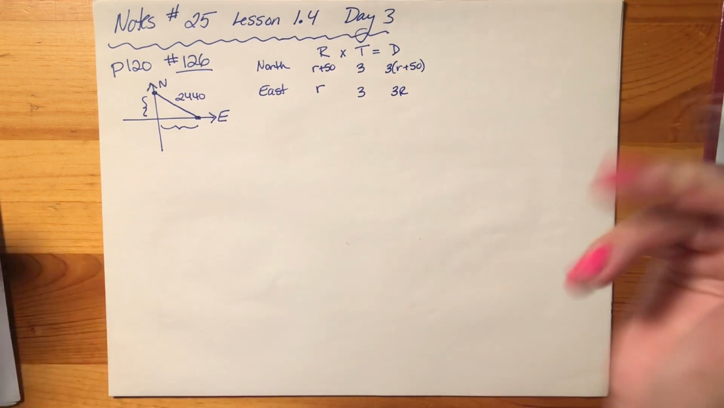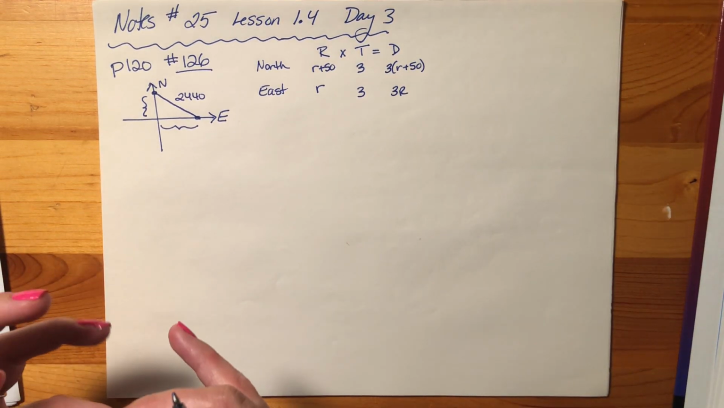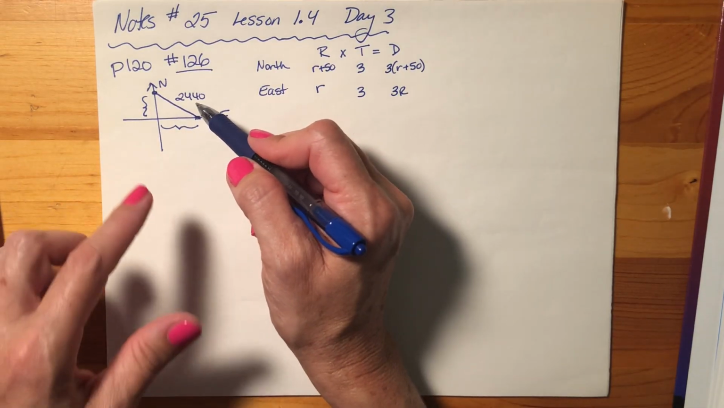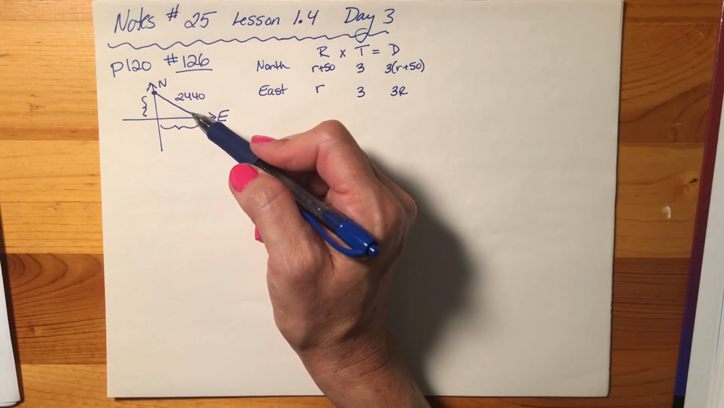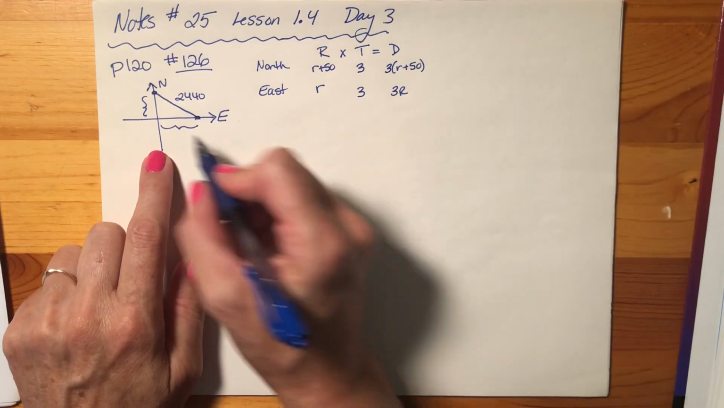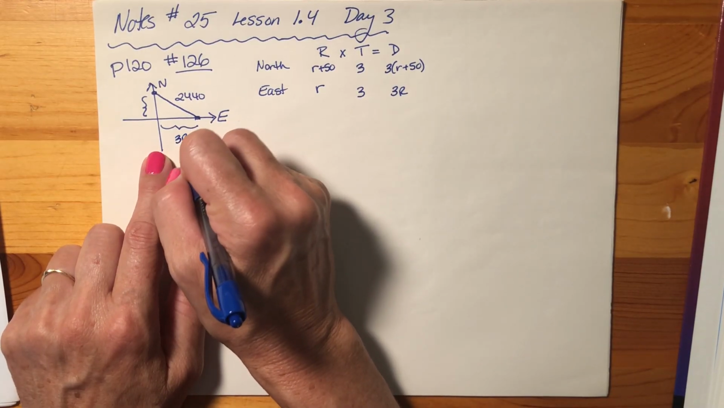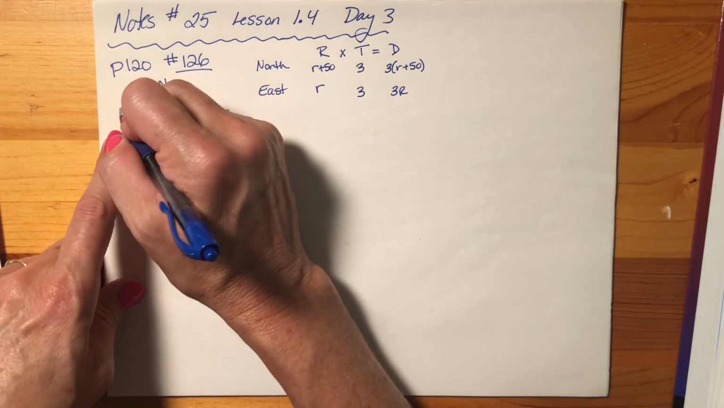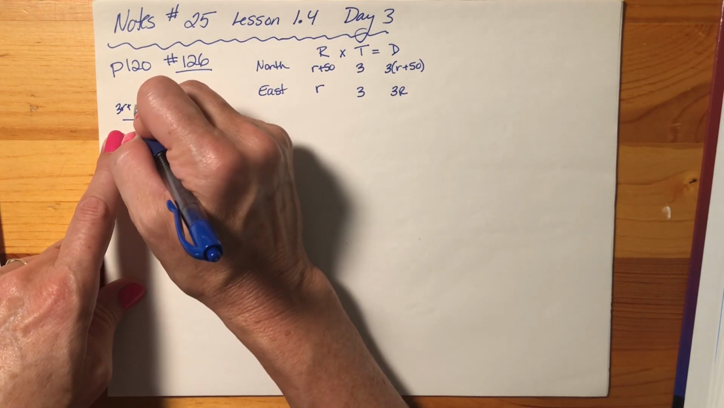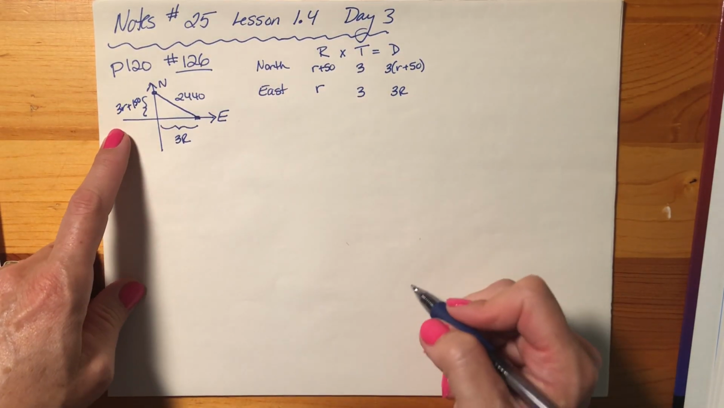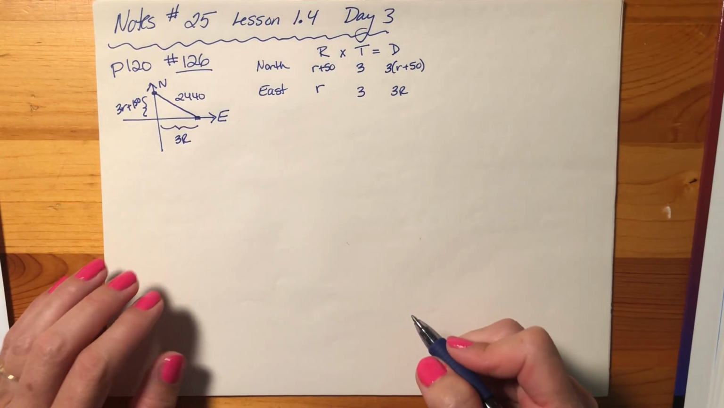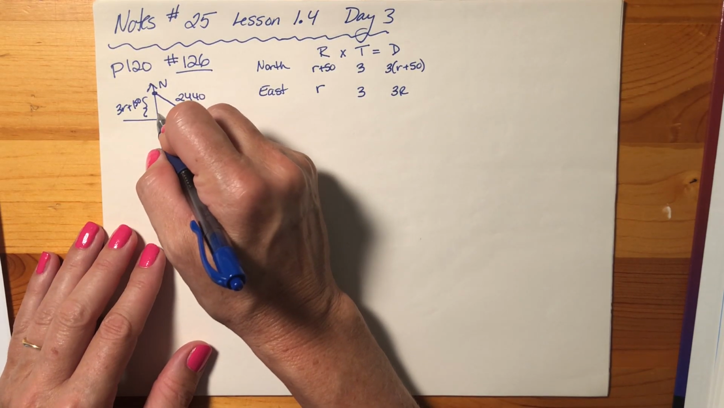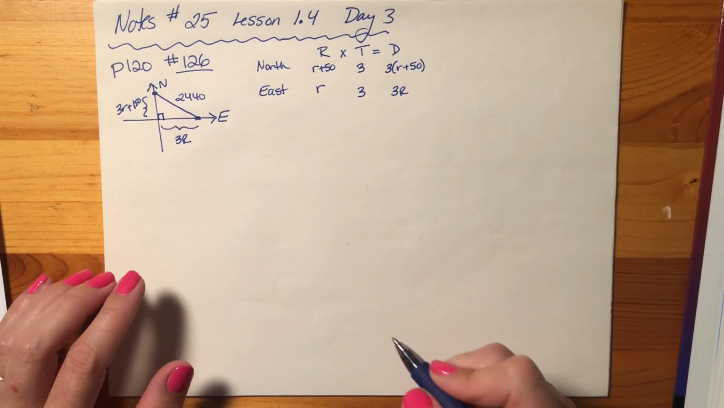Awesome. So let's take this and bring it back to our problem. I know the distance from plane to plane is going to be 2,440 miles. We're dealing with miles here. My eastbound plane, that's 3R. And my northbound plane, I already know that distance. That's going to be 3R plus 150. Okay, I got a triangle. It's north and east, due east, so I know it's a right triangle.